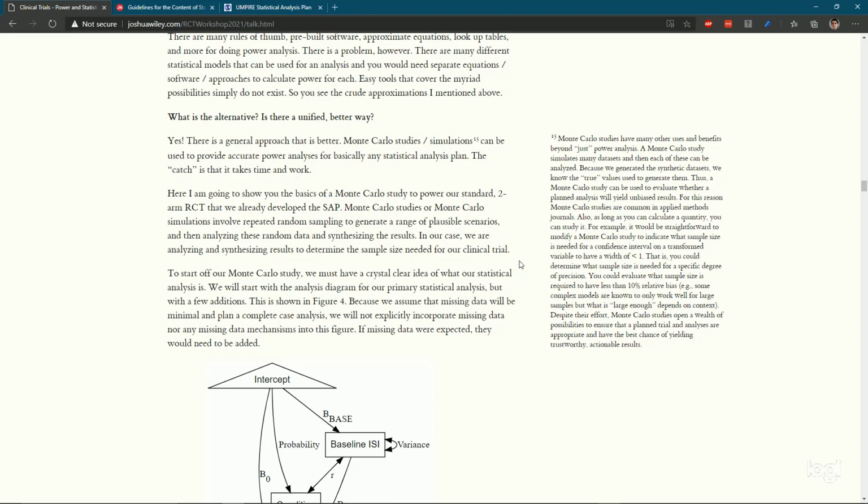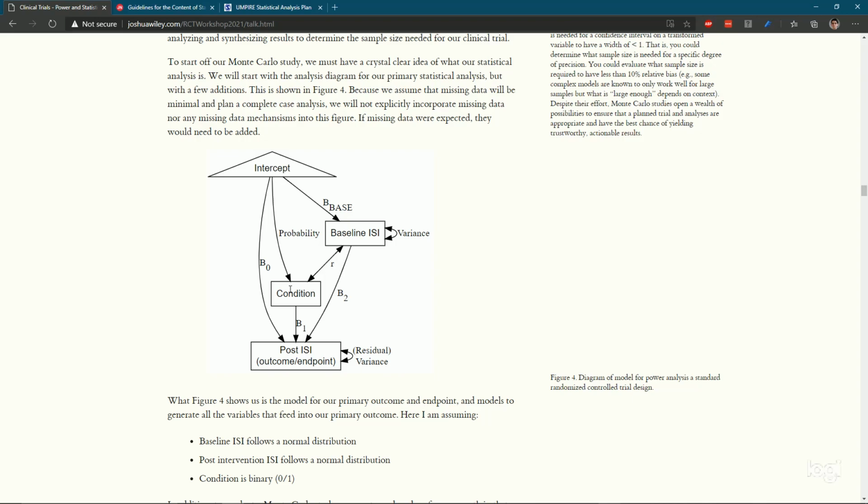To start off a Monte Carlo study, we need a crystal clear idea of what our statistical analysis actually is, and what all the data are going to be. So we're going to start with that analysis diagram for our primary statistical analysis, but with a few additions, and I'm showing this here in figure 4. You'll notice that we've got the intercept, baseline ISI, condition, and post-ISI as we had before, but there's some new paths and some additional pieces.